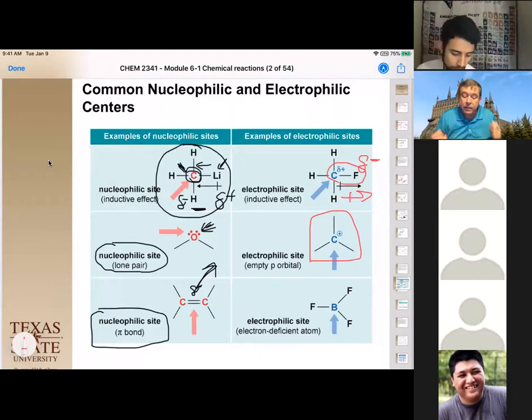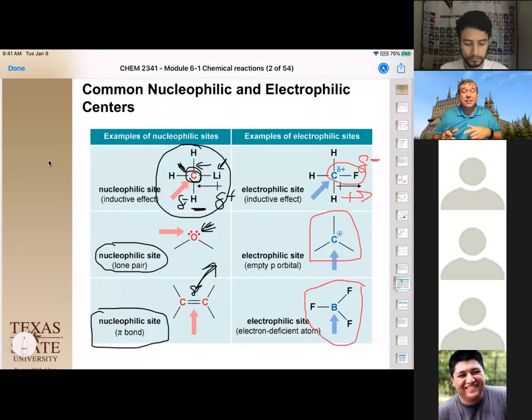Another classical one is this Lewis acid right here, boron. Boron, that molecule itself is neutral because of its electronic structure. However, it doesn't have a full octet. So it's willing to accept electrons to fill its octet, even though it's going to form a charged species. Okay.